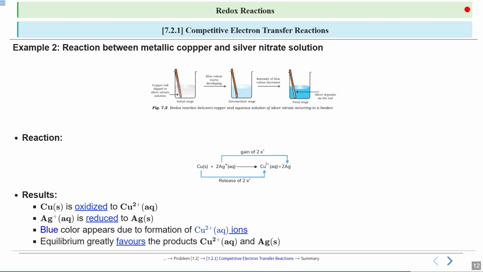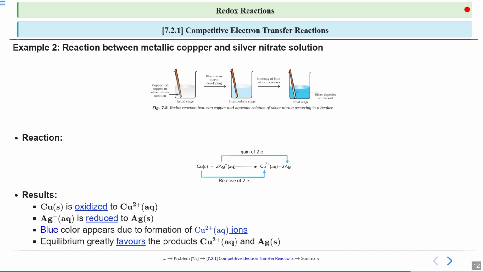And the equilibrium in this particular chemical reaction greatly favors the products, that are Cu2+ and Ag. Greatly favors the products Cu2+ and Ag. That's why the blue color got intensified and the silver deposited on the rod.